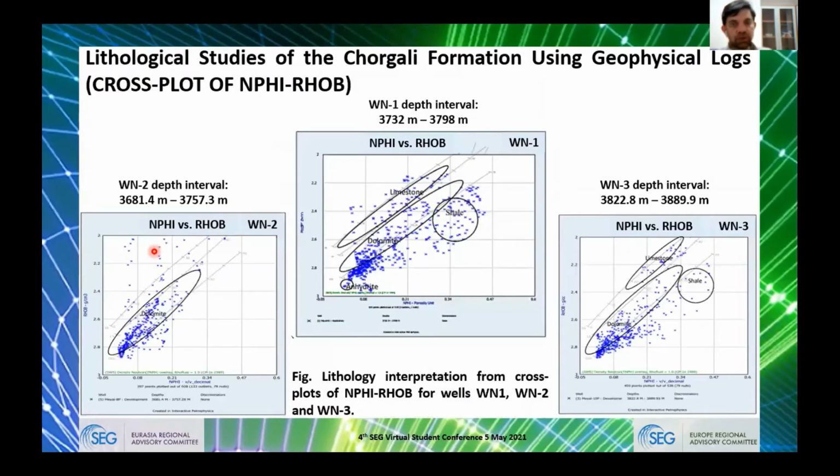Lithological studies of the Chorgali formation using cross plots of NPHI and bulk density log. For these three wells, such cross plots have been constructed, and wherever there is clustering of points, that lithology has been considered as the dominant lithology. For example, dolomite in this case, found in association with some minor limestone, shale, and anhydrite.